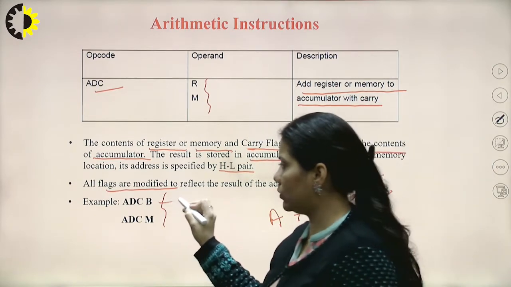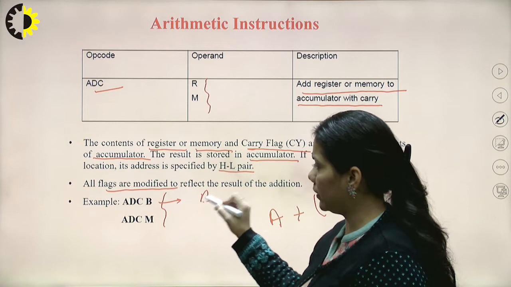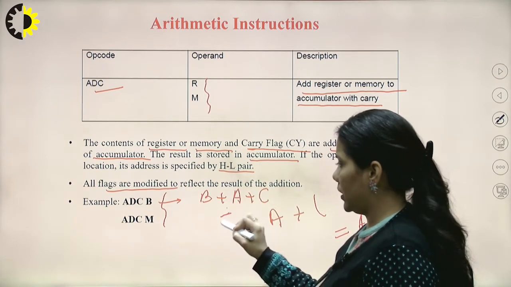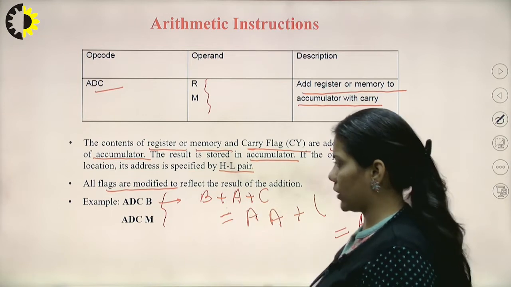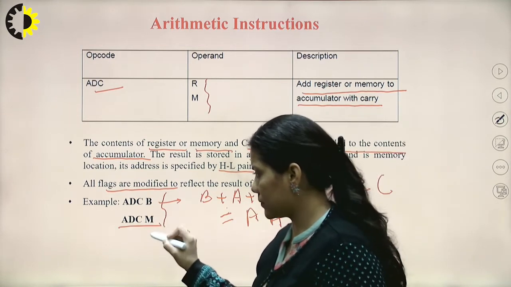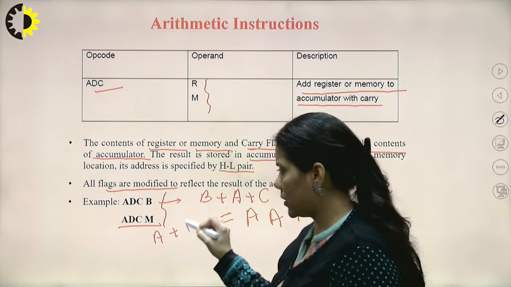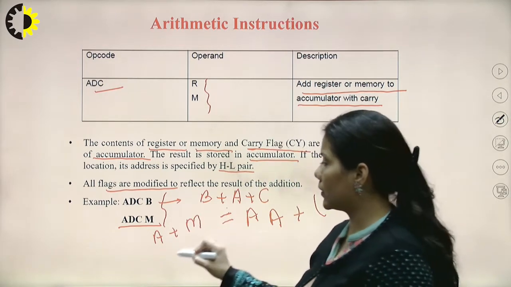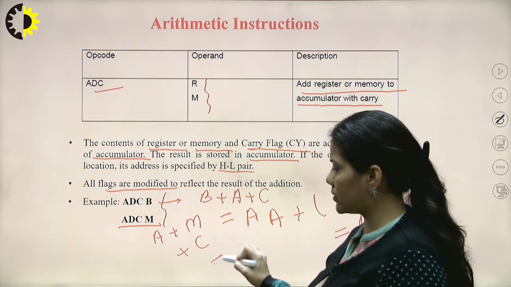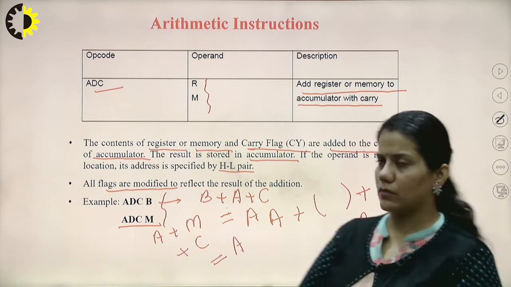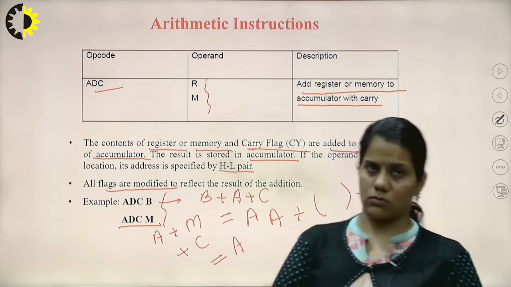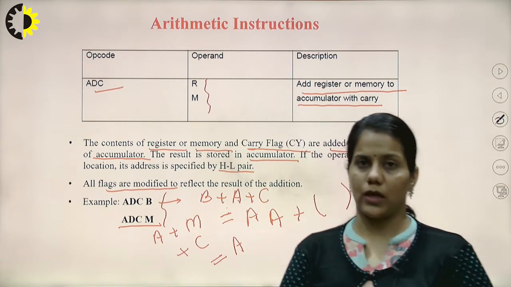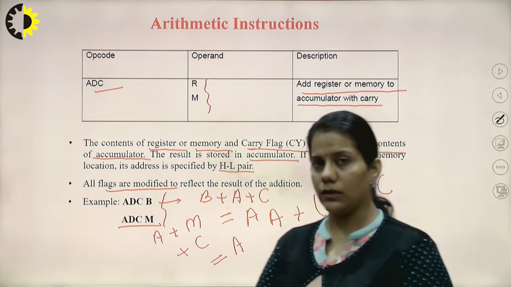So, what will it do? It will add B to A, and the carry C is also added, and the result is stored in the accumulator. And in the case of ADC M, A plus the contents of the memory location pointed to by the HL pair plus carry, and the result will be stored in the accumulator. So in this way, the ADC instruction is categorized under arithmetic instructions and it will perform the addition along with the carry.